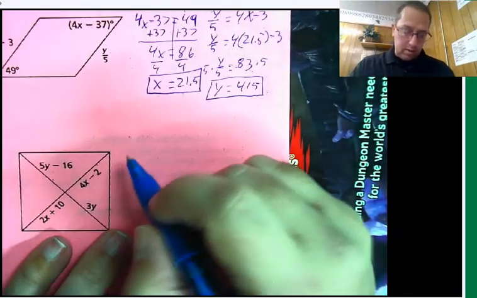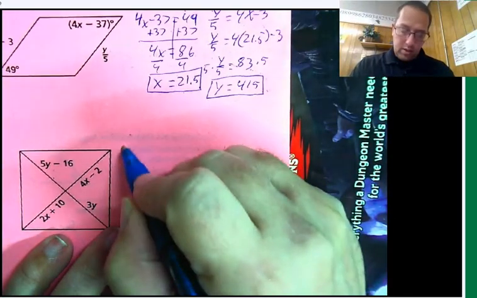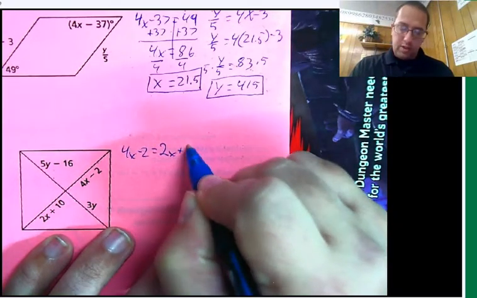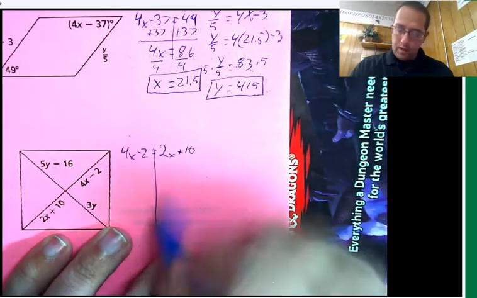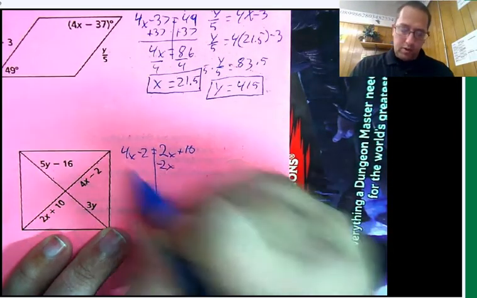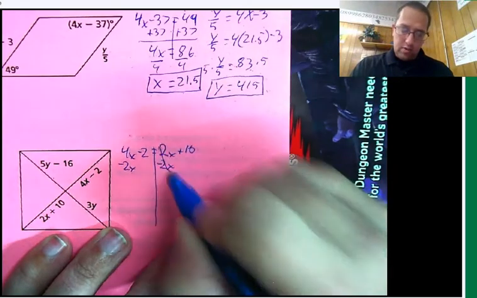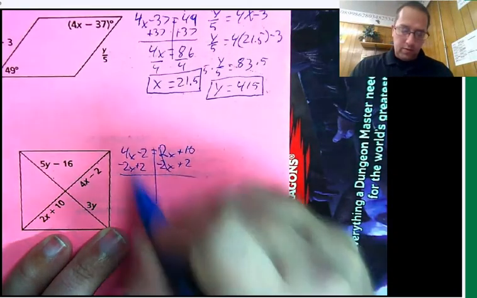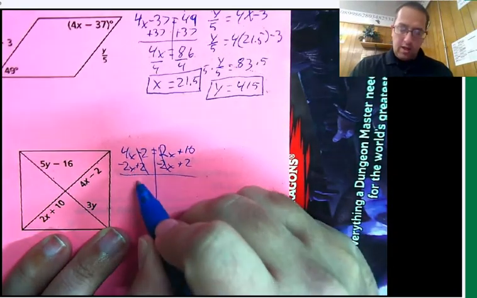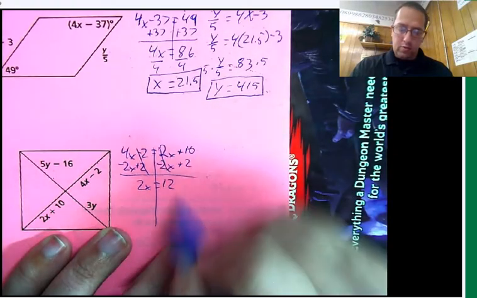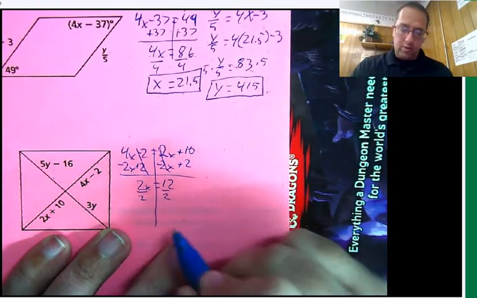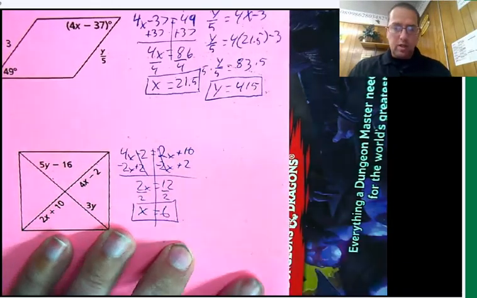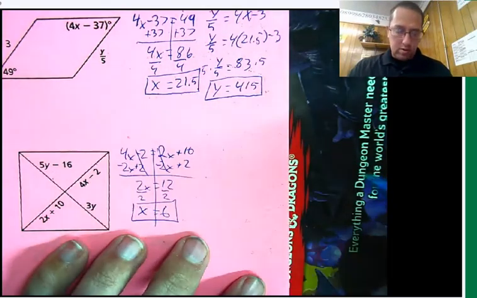Alright, so let's just do the x's first, because why not? 4x minus 2 equals 2x plus 10. Let's see, move the x's first, so we'll subtract 2x from both sides. Cancels that out. Let's move the 2, so plus 2 on both sides, and that's gone. And now we have 2x equals 12. Divide by 2 on both sides, and x equals 6. And let's do the y's. So what do we have here?